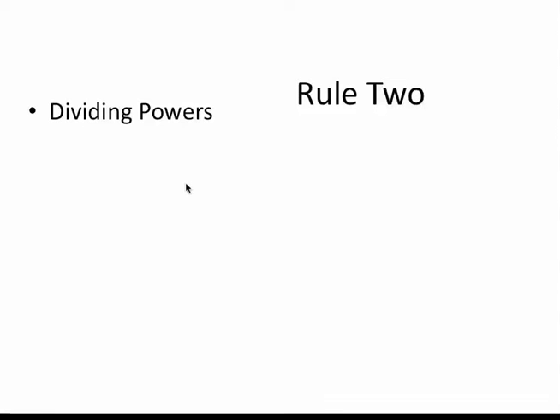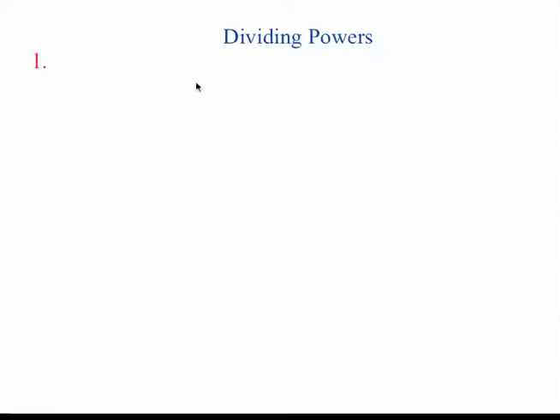Rule number 2, dividing powers. Okay, here's an example. You have x to the power of 3 divided by x to the power of 2. Now x to the power of 3 is x times x times x, and x to the power of 2 is x times x. So what I'm going to do is cancel the x divided by x, right? So x divided by x is 1, so that's what we're doing.